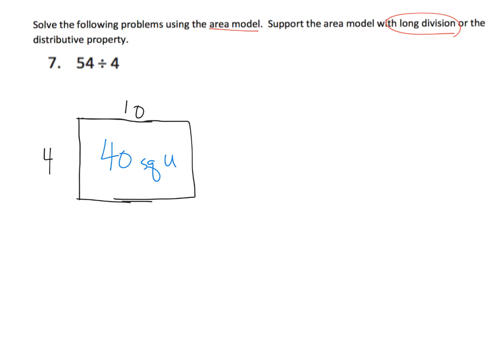And so what are we going to do? Well, we're going to take the 54, we're going to subtract the 40, and we get 14. Now what would that look like if we did the long division technique? We're going to do this side by side.